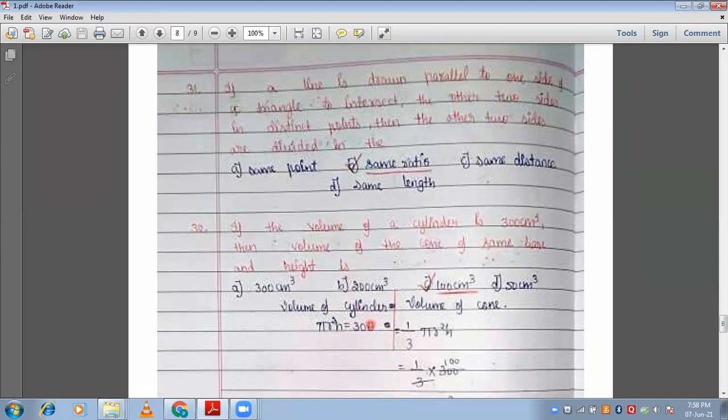So the given volume of the cylinder is equal to 300. So pi r square h is equal to 300. You need to find out the volume of the cone having same base and same height. In the place of pi r square h, substitute 300, you will get 100. So what is the answer? 100 cubic centimeter.